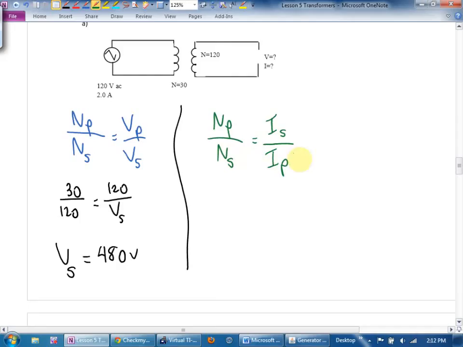It's still going to be 30 over 120 equals... They want me to find the secondary current. Evan, what's the primary current? Look at the circuit diagram. 2. Go. Oh, I can do this in my head. 2 times 30 is 60 divided by 120. Is it 0.5 amps?